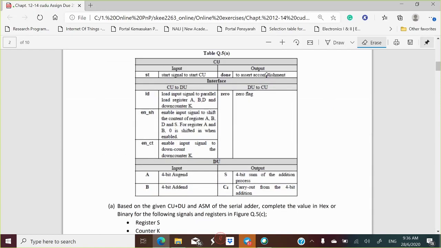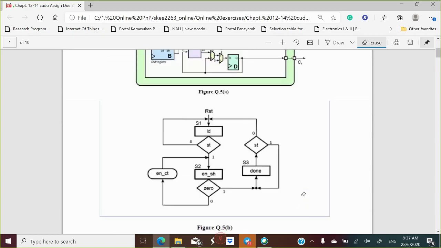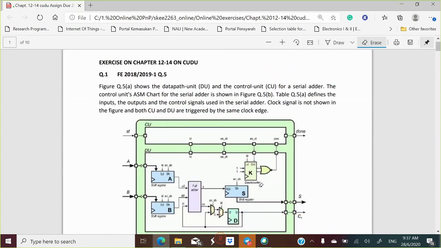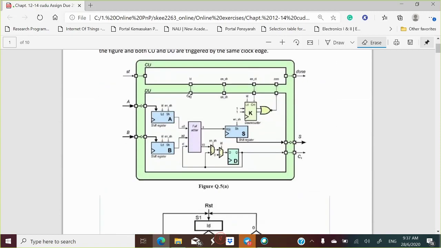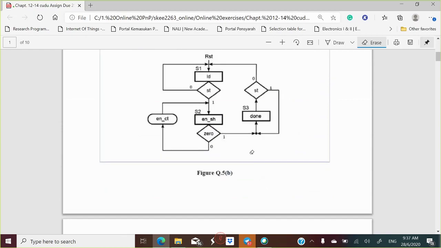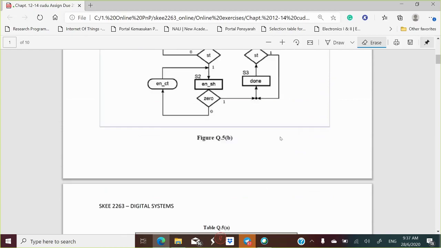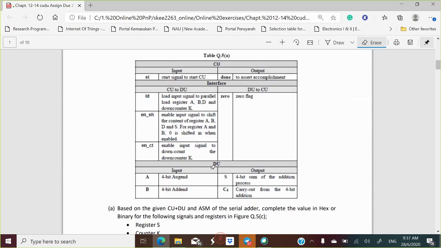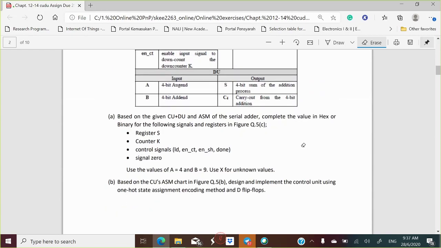So we normally give you this table, the description. This problem is usually the longest problem, because it has some description. It has to show you the CUDU, the ASM chart, and this table, for example, and then the question. So this is the question. For example, A, complete the value in hex, binary. So what is the content of the register, the counter, the control signal?